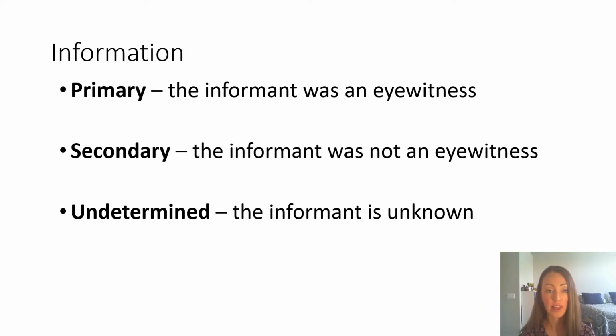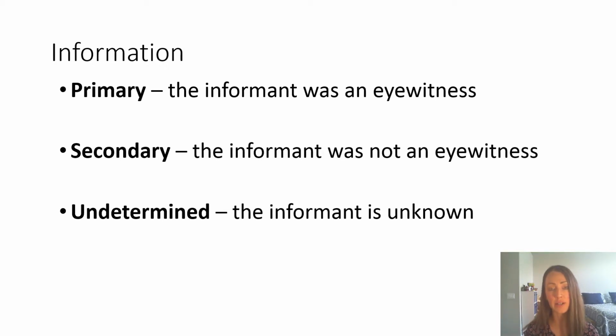Primary means that the informant was an eyewitness to the event. So that means they saw the marriage and then they wrote it down. Or they saw the birth and then they talked about it later, like the mother giving the age of her child. Secondary is that the informant was not an eyewitness. They received the information from someone else and they're passing it on. It's kind of like the game of telephone where the information gets a little changed every time.